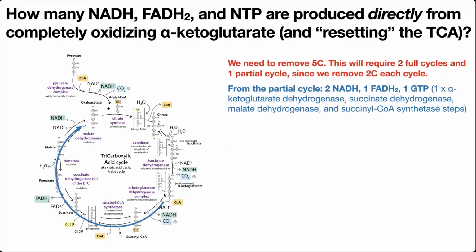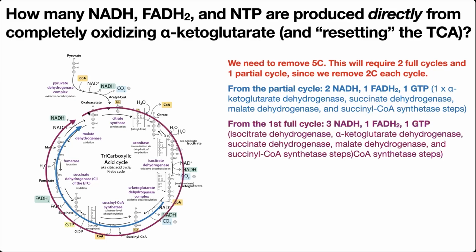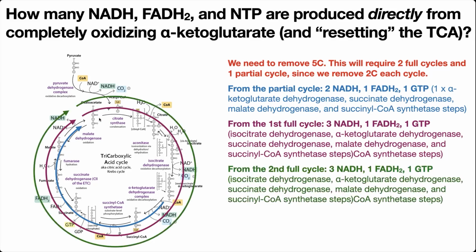From our partial cycle, we're starting at alpha-ketoglutarate and going to oxaloacetate. As we do so, we generate 2 NADH, 1 FADH2, and 1 GTP. Now we're back at oxaloacetate, and we go around the cycle, losing 2 carbons. Along the way, we generate 3 NADH, 1 FADH2, 1 GTP. We've lost 3 carbons at this point. We need to lose 5, so we go around the cycle again, generating the same amount from the second turn. At the end of the day, we generate 8 NADH, 3 FADH2, and 3 GTP.